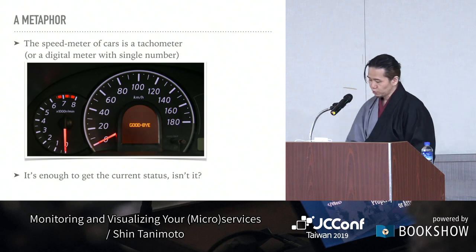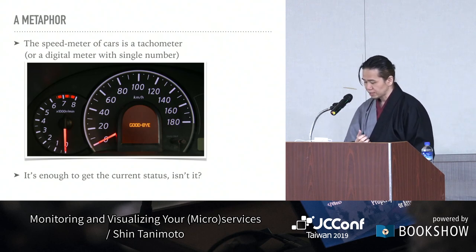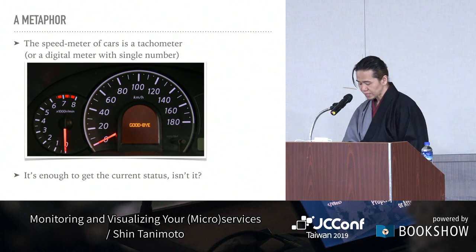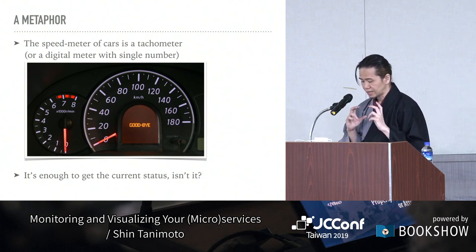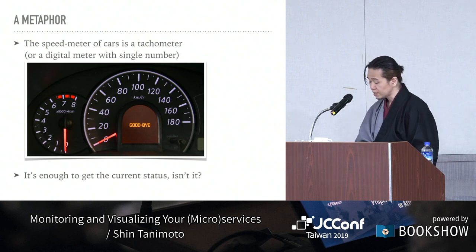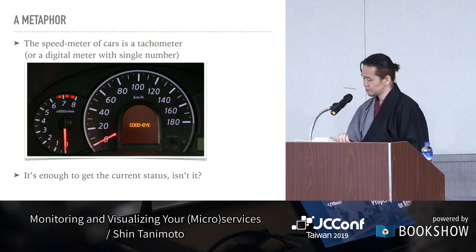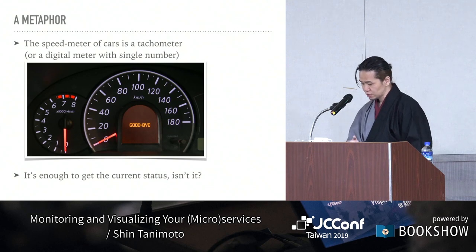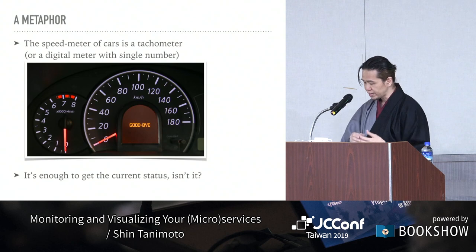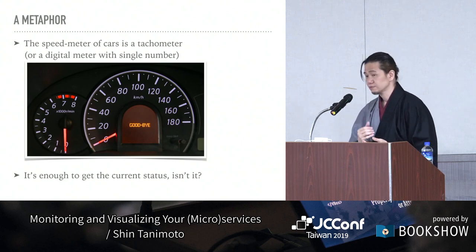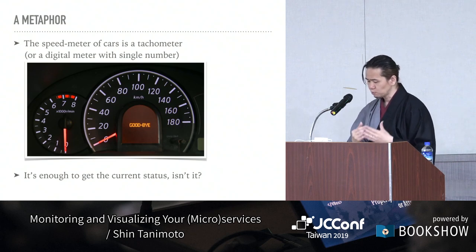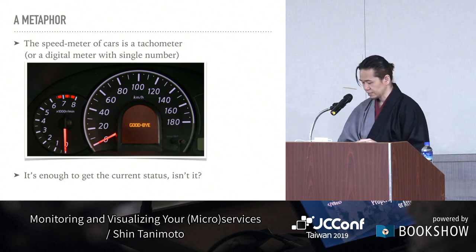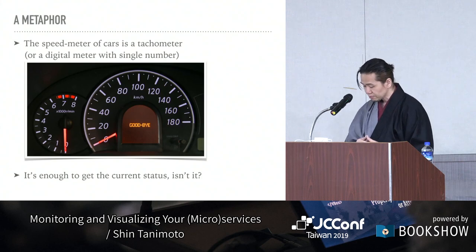So before we move on to the monitoring, let me talk a little bit in metaphor. Let me imagine a car. A car has a tachometer to display the speed of the car. It shows only the current speed. You know, not the speed of the past, not the speed of the future, of course. And there is no history of speed, but it's enough to know the current status. It can be said that the driver can monitor the status of their car. That's what I call monitoring.